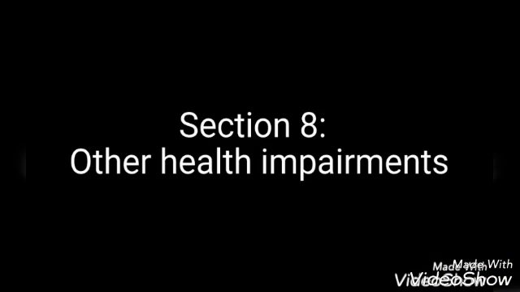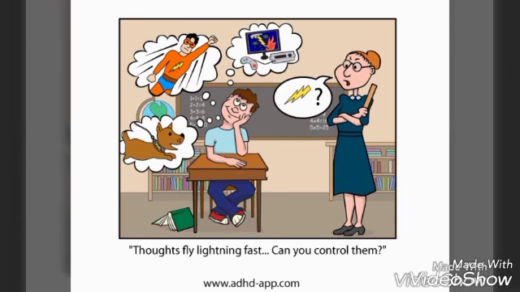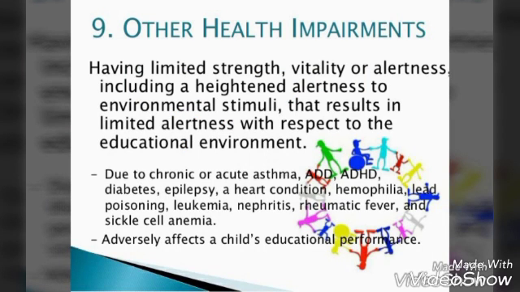In Category 8, this includes other health impairments. Mainly, this includes ADHD, epilepsy, or anything else that affects the student's educational progressiveness in their school system. This is considered an impairment because a student can be so sick they can miss a lot of school, and that ultimately affects their educational progressiveness in the future.